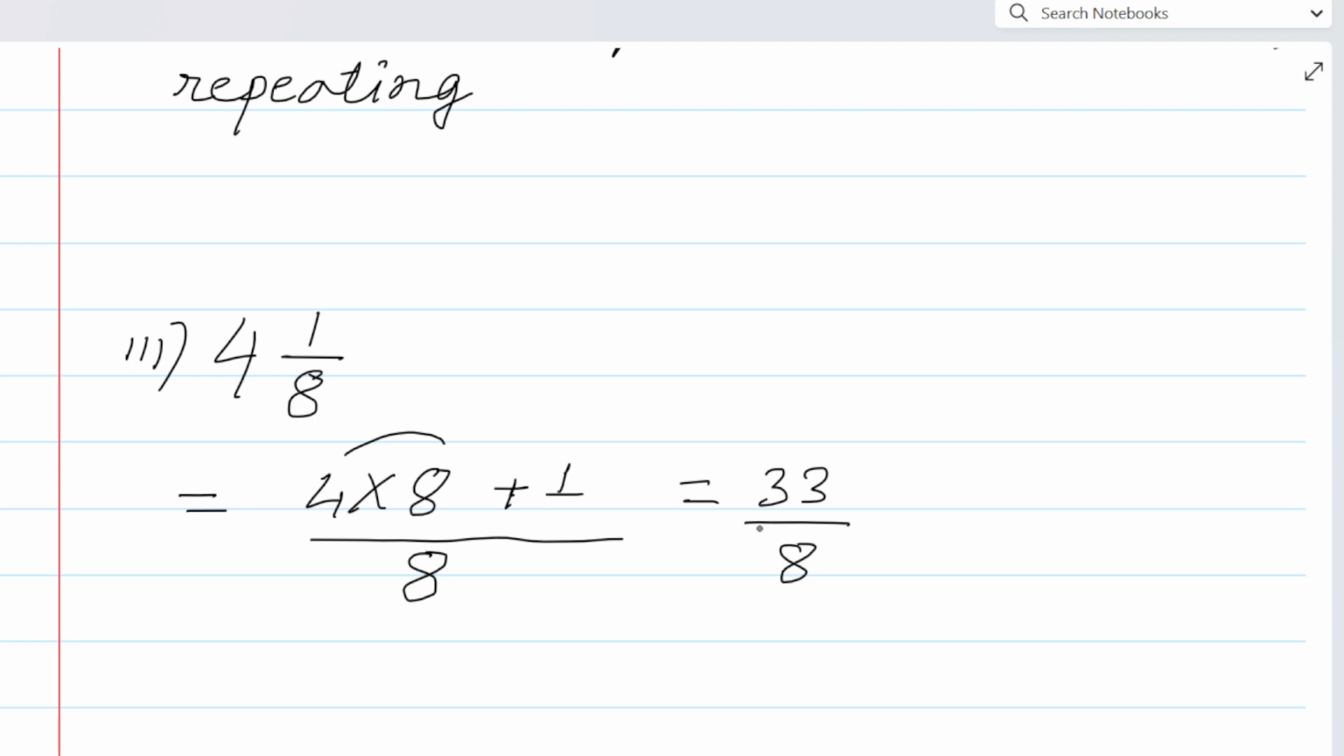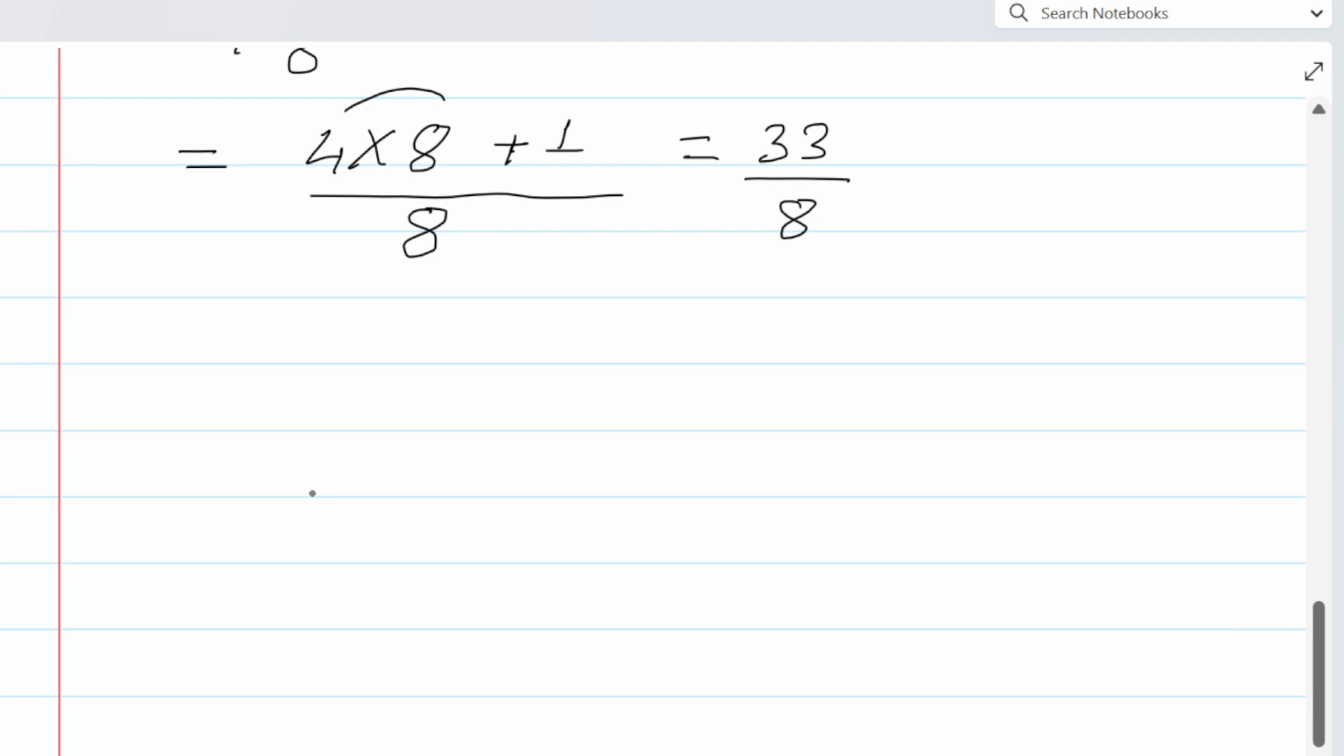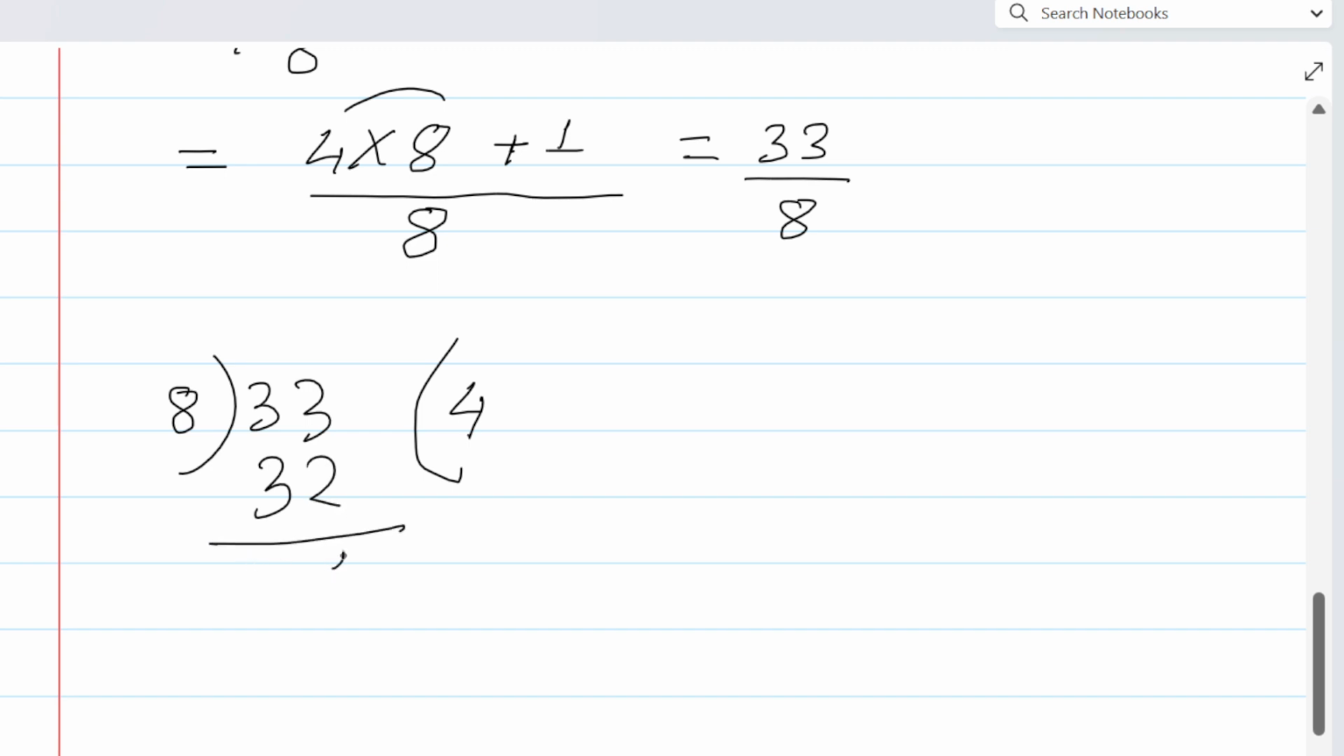Okay, so let's divide this also. 8 into 33. Okay, so how do you divide? See, this 33 I can divide by 8. How many times? 4 times. 4 eights are 32. I'm getting 1.